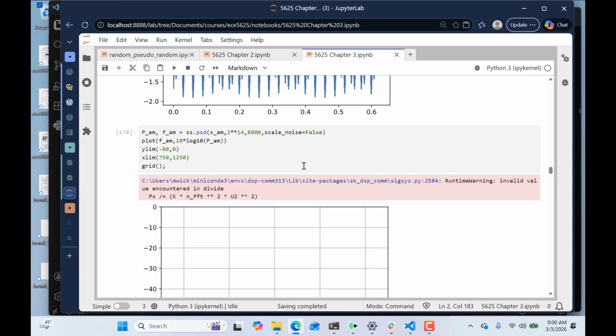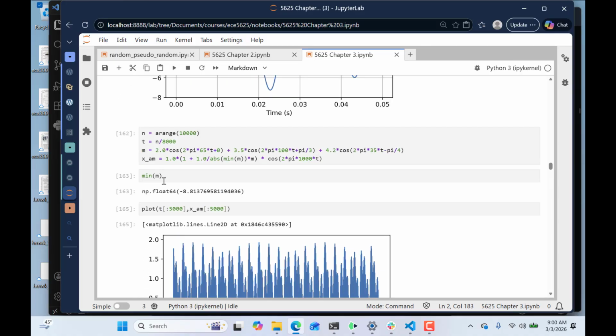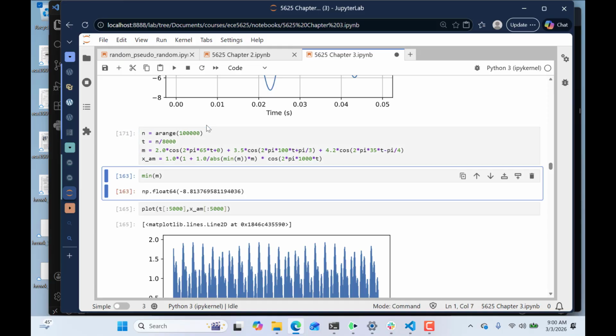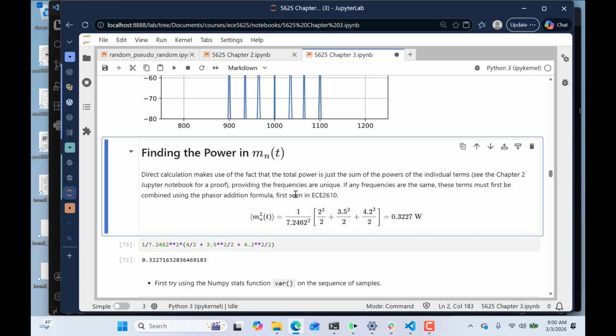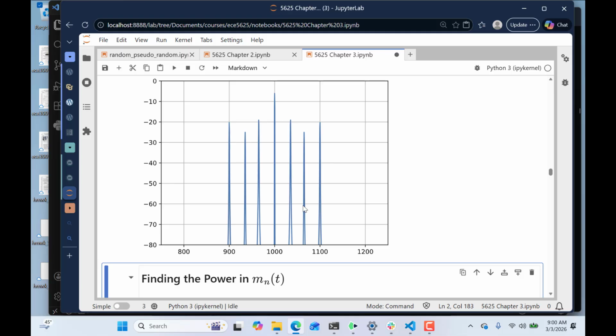And okay. So what's happening? I'm running out of data is what's happening. I know that error message, it just says I'm getting invalid value encountered in divide. I don't have enough points in my simulation, so I'll bump this up to a massive number of 100,000. And then I can run down here. And now I have enough data to drive my spectrum analyzer.